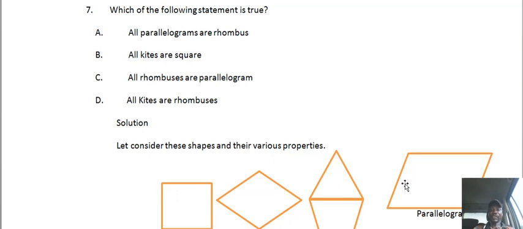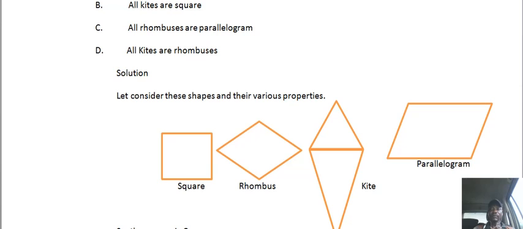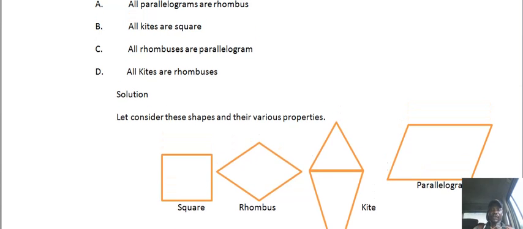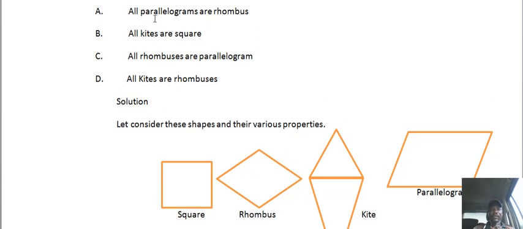So I have the shape drawn here so as to guide us in order to look at if any of these statements is correct. Now let's look at the solution. A said all parallelograms are rhombus. Is that a valid statement? All parallelograms, can they be a rhombus? No. All parallelograms cannot be a rhombus. That is an invalid statement. But all rhombus are what? All rhombus are parallelograms. So that's an invalid statement for number A.